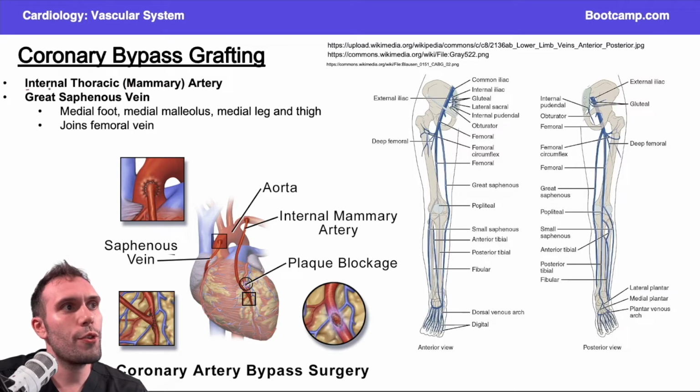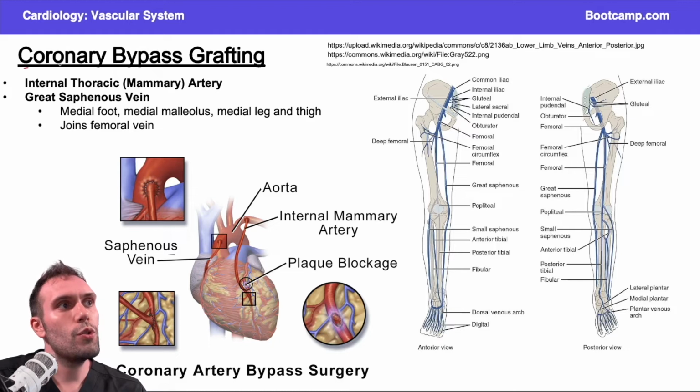So the internal thoracic mammary artery, can be just called internal thoracic, can be just called internal mammary artery. It's a branch of the subclavian. So you can see subclavian here. It's coming straight down. Okay, this is the preferred usually artery that's taken for grafting.